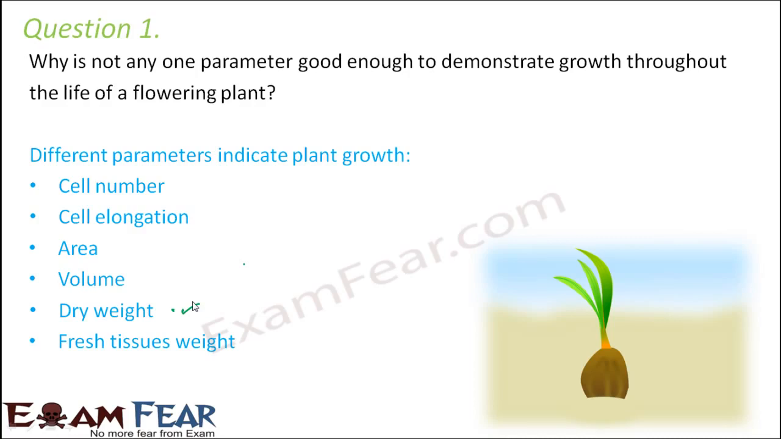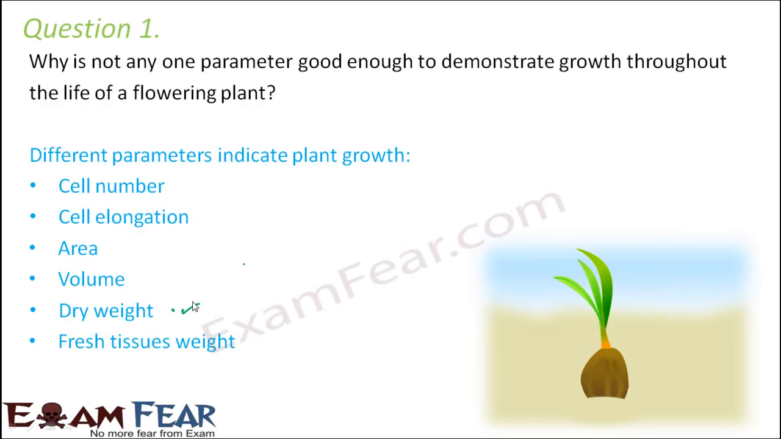Now we cannot consider any one parameter, because there are multiple parameters which affect growth. If only one parameter fulfills the criteria, for example, only if the cell number is increasing, we also need to see that it is not only cell division which is taking place. Cell division will increase the number of cells, but those cells should get matured properly, they should differentiate, they should actually form fully differentiated cells which are performing specific functions. So only increase in cell number will not ensure that it is actually growing.